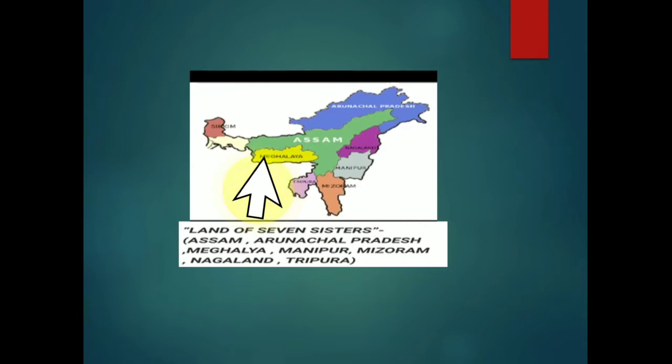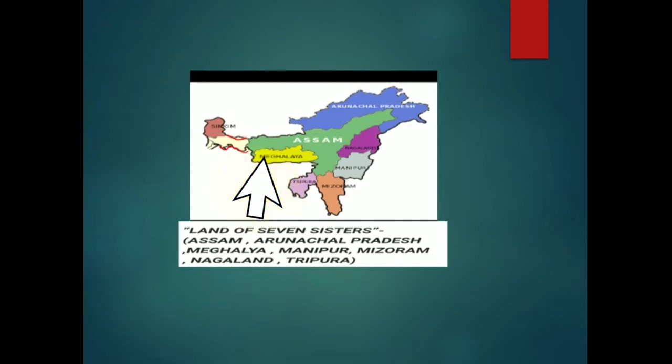Do you know what is the meaning of Meghalaya? Megha means cloud, Alaya means abode. So it is popularly known as the abode of clouds and it receives the highest rainfall. Mawsynram of this state is in the Guinness Book of World Records for being the wettest place on the earth.